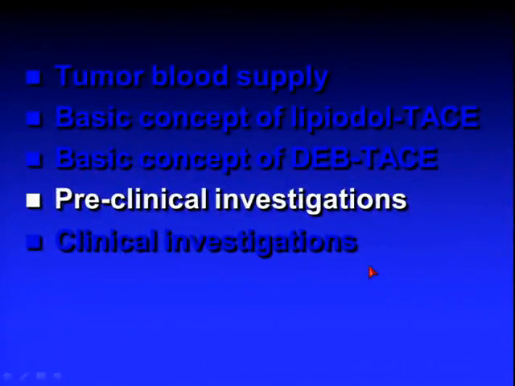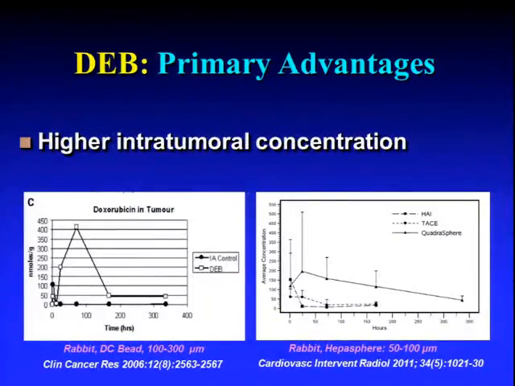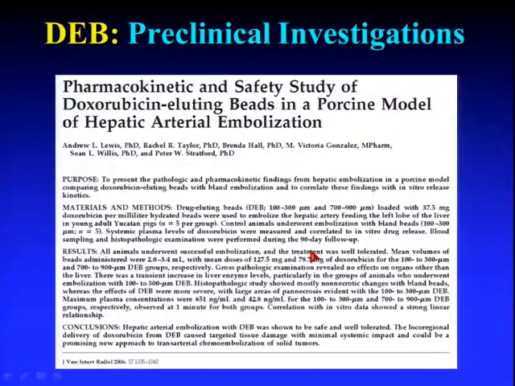Let me move on to the results of preclinical investigation. The primary advantage of drug-eluting bead is less systemic release of anti-cancer drug and higher intratumoral concentration. It was demonstrated in the preclinical studies. And I'd like to introduce one very useful preclinical study. They evaluated the pharmacokinetics and safety of drug-eluting beads in normal porcine liver.